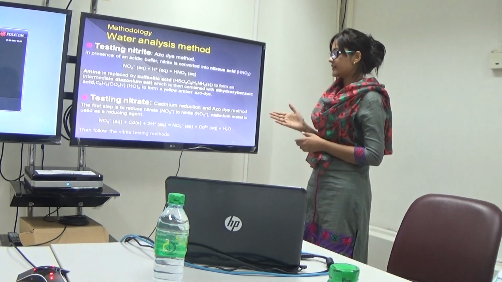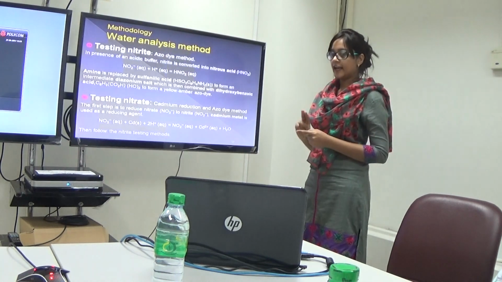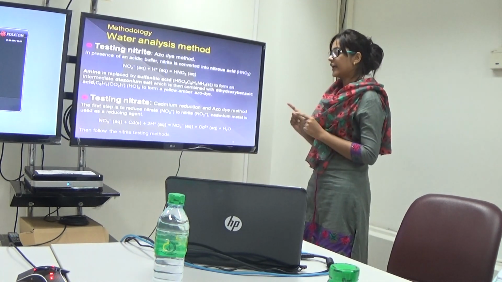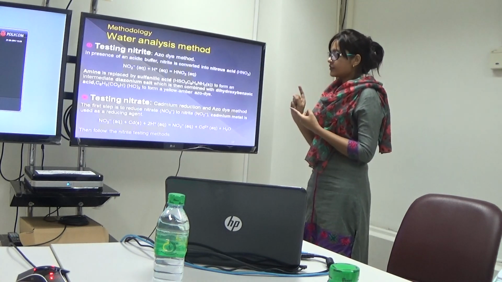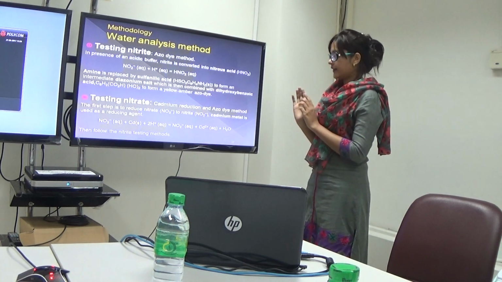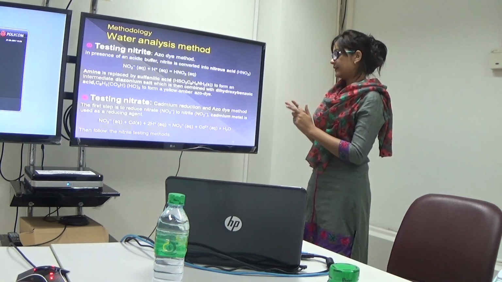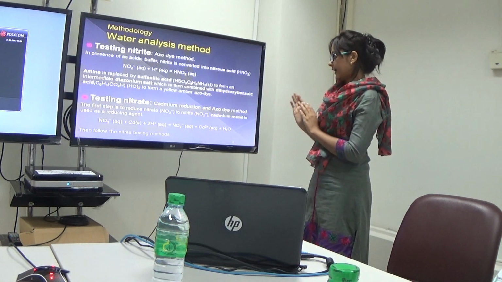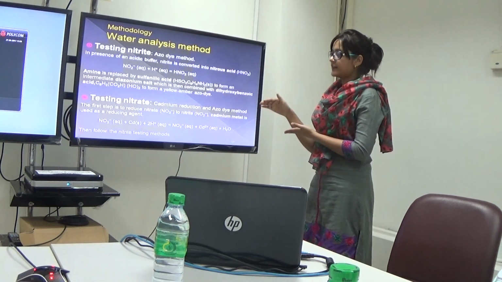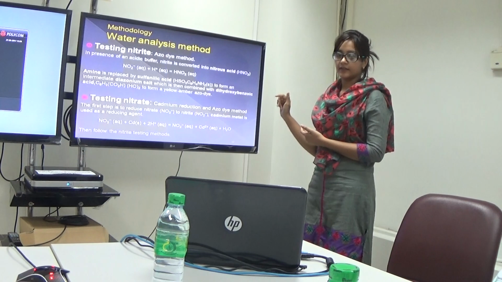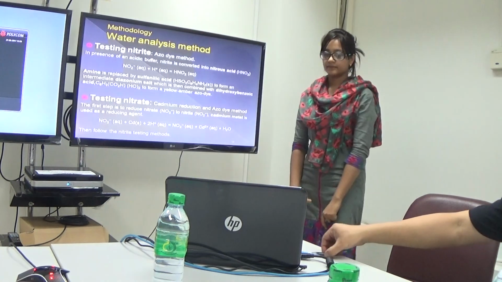And the nitrate test has 2 reactions, cadmium reduction and the azo dye method. Cadmium reduction is used to reduce nitrate to nitrite, and again the azo dye method is the same as the nitrite test. So in the nitrate test, there are 2 types of reaction.